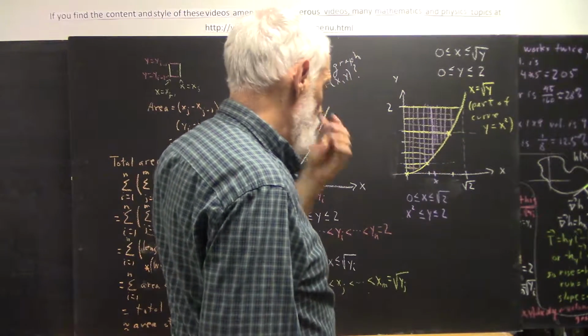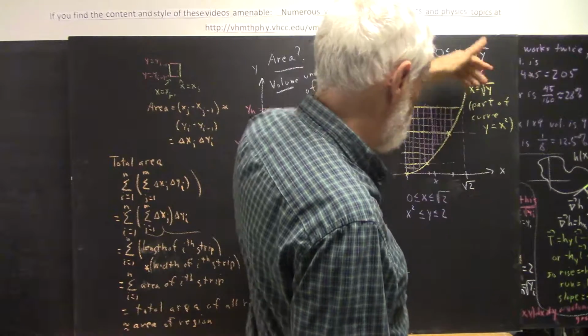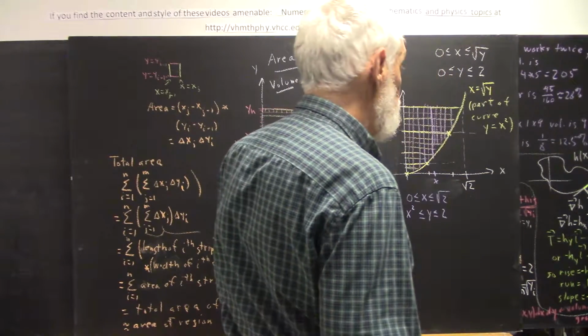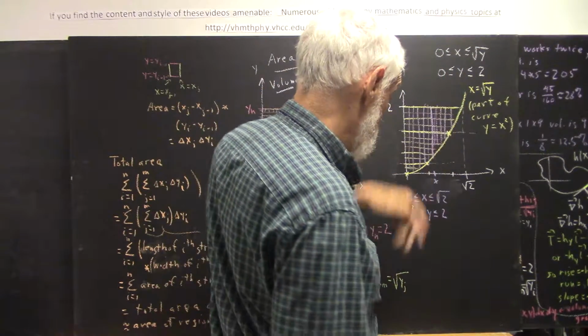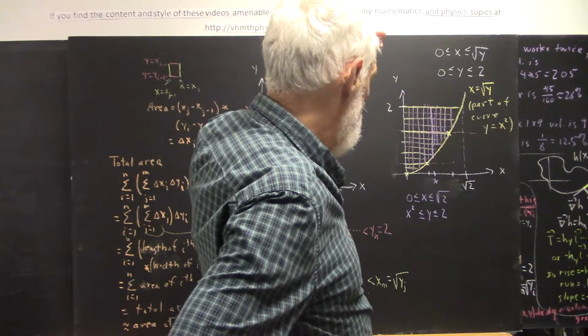Here's a picture of the region. Now, this is part of the curve y equals x squared because, of course, we can square both sides of this. It's not the whole curve. The y equals x squared curve is over here, too.